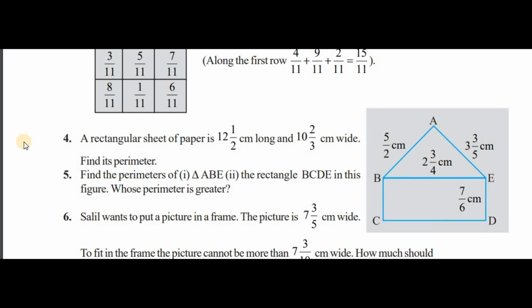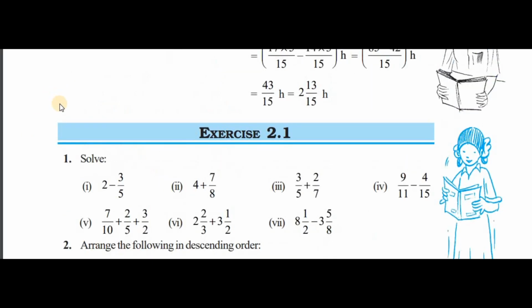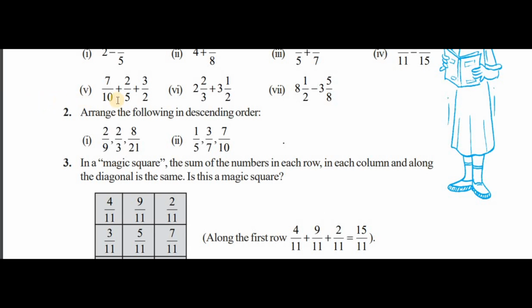And yesterday we started this fractions and decimals chapter, and we started exercise 2.1 after completion of two examples. In this exercise also we just completed the first bit up to the fifth one, and now we are going to solve the sixth and seventh, and at the same time we will follow the second question also. Okay students, so this is your maths textbook.